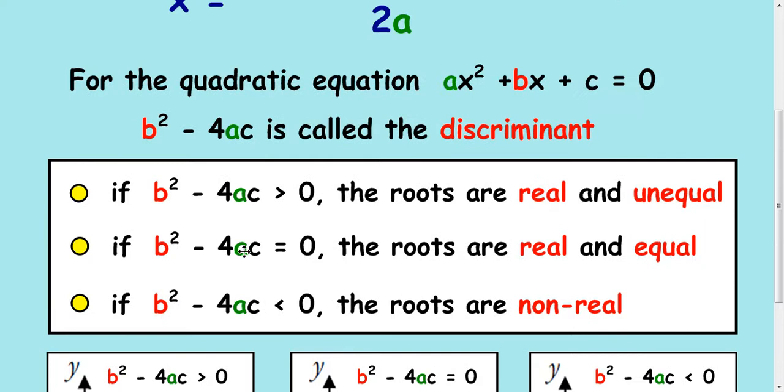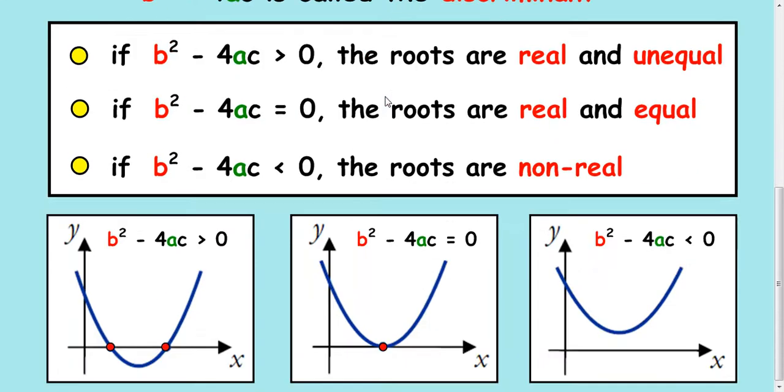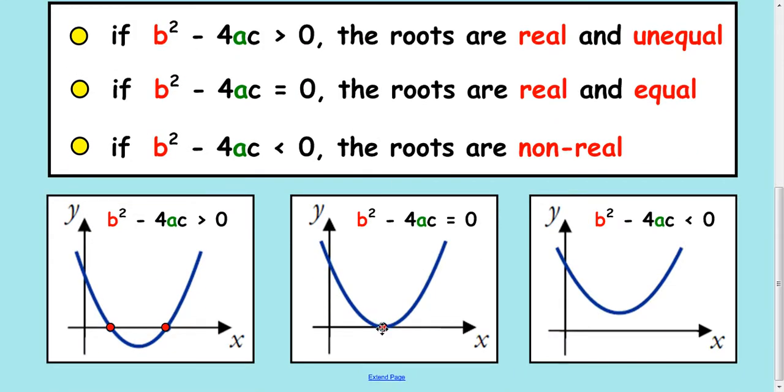If b squared minus 4ac is equal to 0, this bit here, then what you're doing is you're adding 0 and subtracting 0. So the roots are going to be the same. You're not going to get a difference. Therefore they exist, but they're the same, so you only get one point here, one root. So that's when b squared minus 4ac is equal to 0.